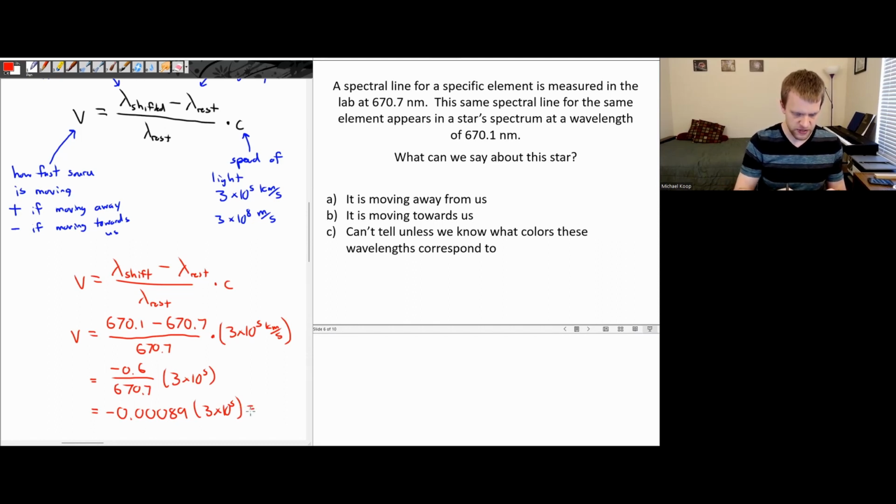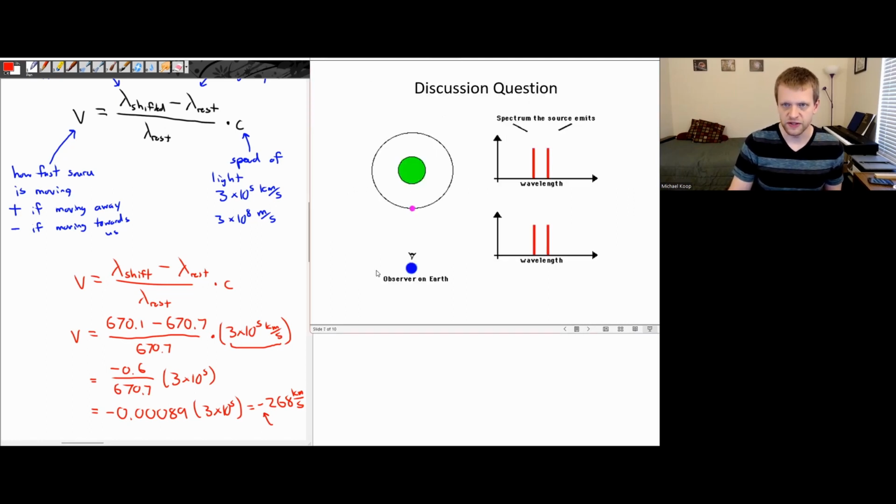And if I multiply that by the speed of light, 3 times 10 to the 5 kilometers per second, I get negative 268 kilometers per second. A couple of things to note about this. That negative sign just means this thing is moving towards us. When you use this equation, if you get a positive value, that source is moving away from us. If you get a negative value, that source is moving towards us. And again, if we're using 3 times 10 to the 5 kilometers per second, then our final answer is also in kilometers per second. Let's do a couple more example calculations of this.